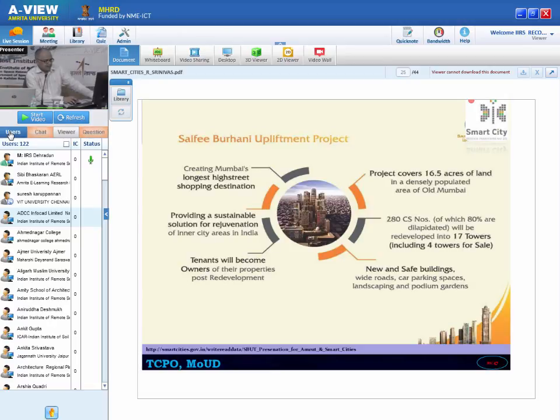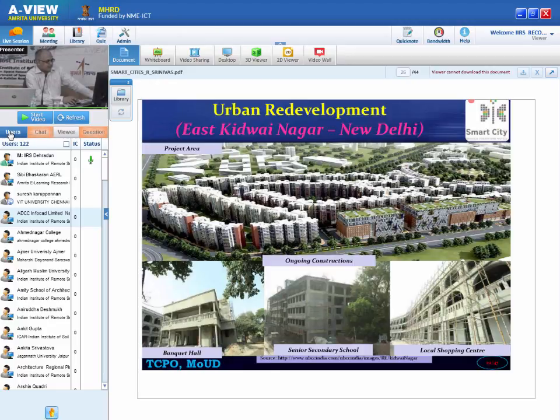This area is also known as the Saifi Burhani Upliftment Project, which covers 16.5 acres of land in a densely populated area of Old Mumbai. And see how the trust also made a lot of efforts to convince the people living there, and they have been provided dwelling units in multi-story apartments.